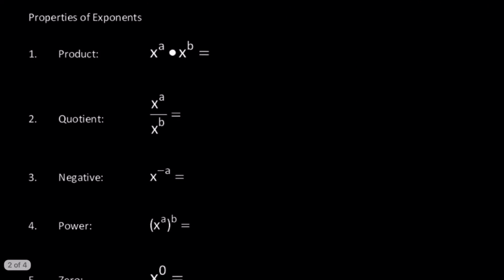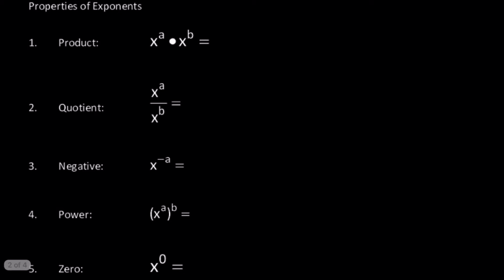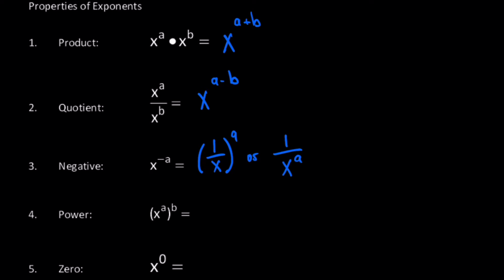So this is it. You must know these backwards, forwards. Product of your bases. What you do in this case is you add your exponents. So this would be x to the a plus b. When you divide your bases, you subtract your exponents. This would be x to the a minus b. A negative exponent, if you remember, takes the reciprocal of your base. So this is x to the negative a, which is equivalent to 1 over x to the a. When you take a power to a power, you multiply those exponents. This would give you x to the a times b.